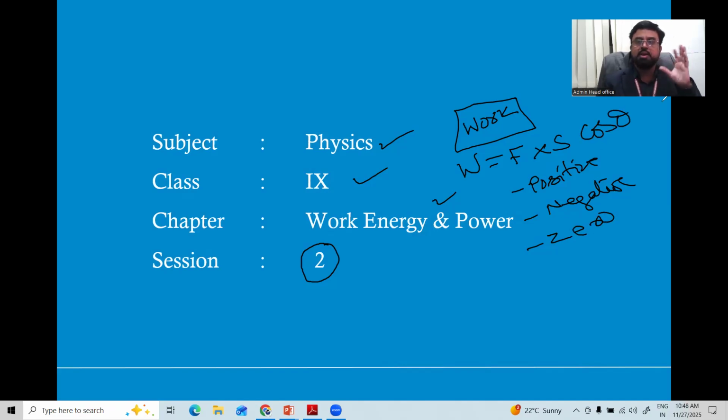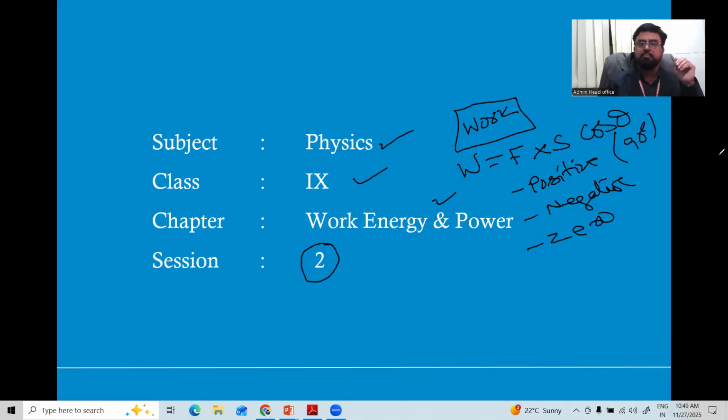For example, when a force makes some angle with the direction of displacement, means force is acting in one direction, the body is moving in some other direction. I told already, like a road roller or lawn roller for cutting the grass we'll use. We apply the force in the downward direction, but the roller will move in the horizontal direction, making some angle with the direction of force. If that angle is 90 degrees, the angle is perpendicular, then the work done is zero. Means when the direction of displacement makes an angle of 90 degrees with the direction of application of force, the work done is zero, as per the formula W is equal to F into S cos theta.